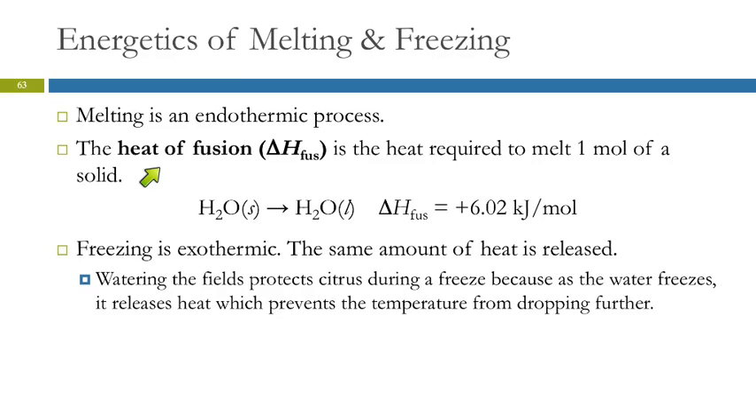So the amount of energy is called the heat of fusion, delta H fus, for fusion. And that's the heat needed to melt 1 mole of a solid at its melting temperature. So for water, this value is 6.02 kilojoules per mole. Freezing is exothermic. It's the opposite. If melting is endothermic, then freezing has to be exothermic. And the same amount of heat is released when something freezes.